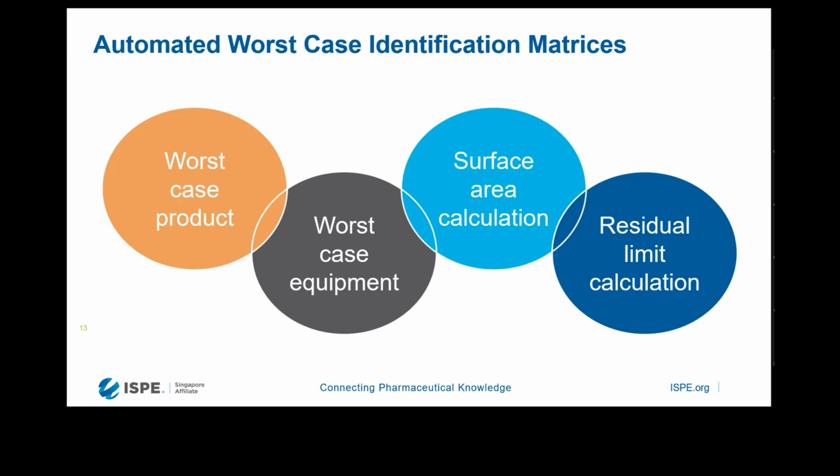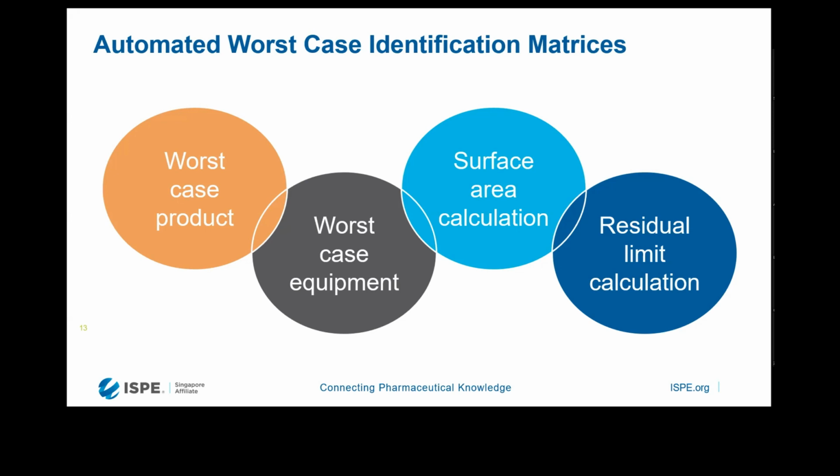Surface area calculation: total equipment contact surface area, product A, product B, shared surface contact area, and dedicated equipment. Why dedicated equipment? Because yes, certain products are highly toxic. For certain products, you cannot share that equipment with other products. So there is also a provision where you can have dedicated equipment, and you can also calculate the residual limit utilizing all these: worst case product, worst case equipment, surface area, and you will have those matrices at your fingertips.